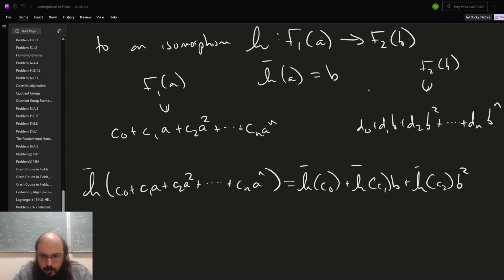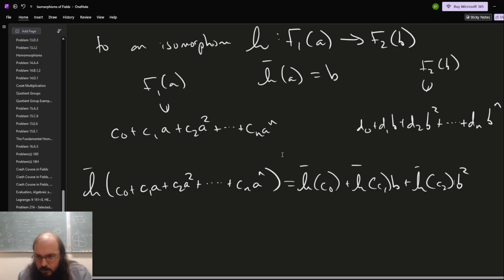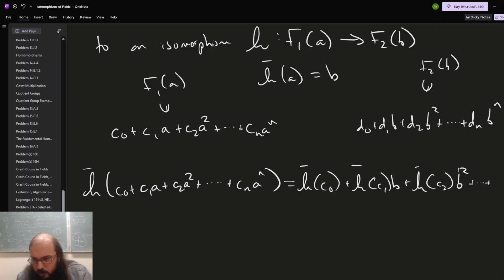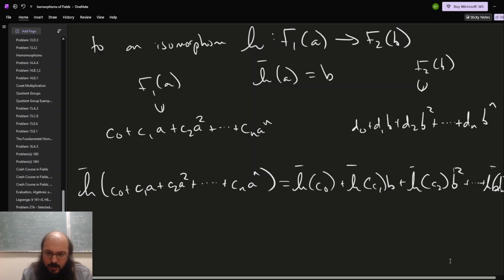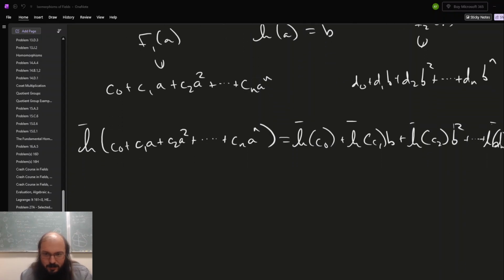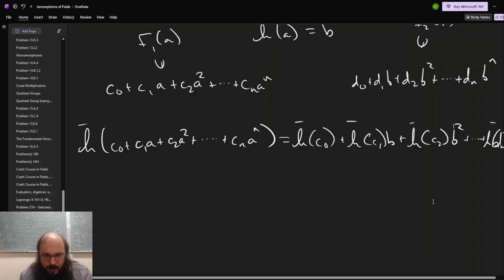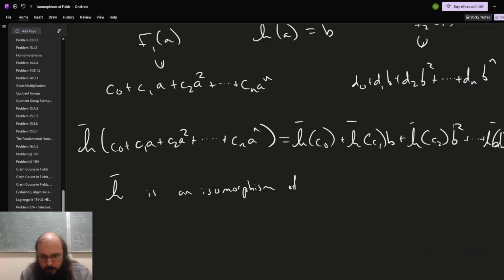What we have to do is we would have to see, I guess I didn't quite finish, H bar of DN B to the N. We're really squeezing it in there at the end. I don't think it really fits. Kind of fits if I scooch over a little bit. All right. In any case, this is how this is defined. And then we have to check that H bar is an isomorphism of fields.